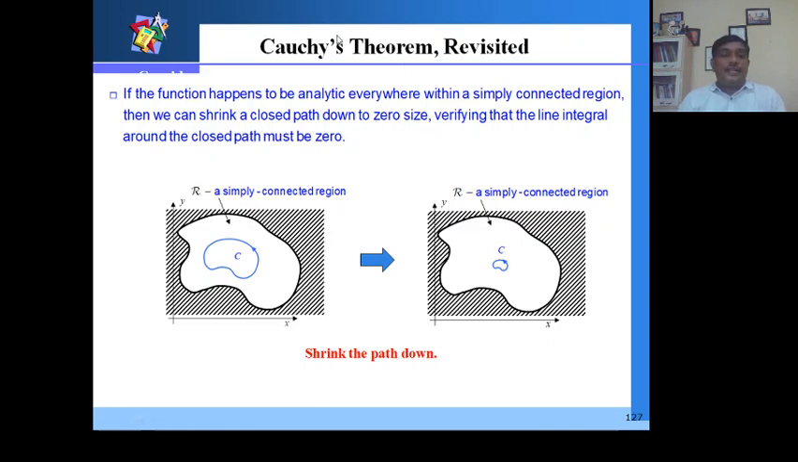Now we revisit Cauchy's theorem. If a function happens to be analytic everywhere within a simply connected region, then we can shrink the closed path down to zero size, verifying that the line integral around the closed path must be 0. Here, this is the path. It is shrunk to a small one, that is R dash, into a simply connected region. This is the diagram. First we shrink this one, we get this one. That is the shrinking path down.